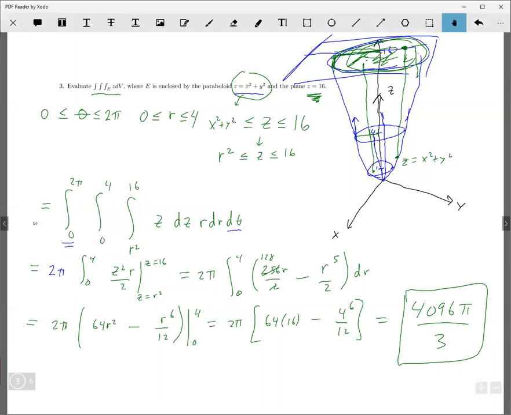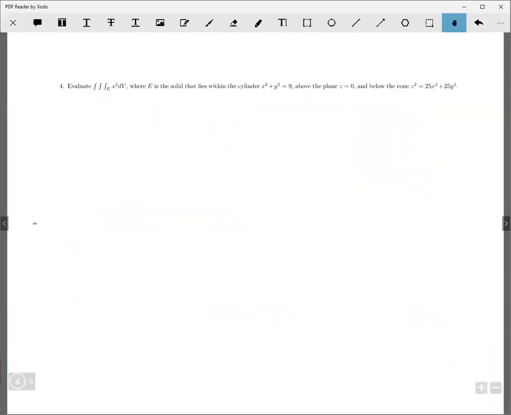Okay, let's do a couple more to get some better practice. Evaluate this integral where E is the solid that lies within the cylinder, above the plane z equals 0, and below the cone z squared equals 25x squared plus 25y squared.